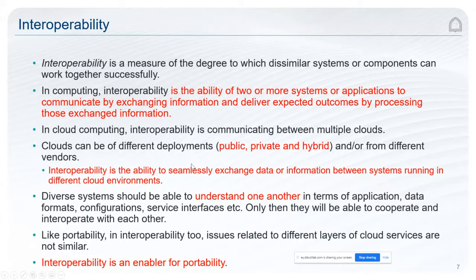Actually, interoperability has different levels. It has a public level, a private level, and a hybrid level. They are different from one cloud service to another.